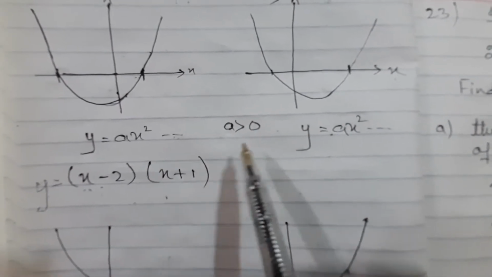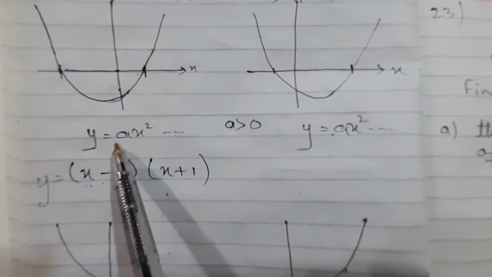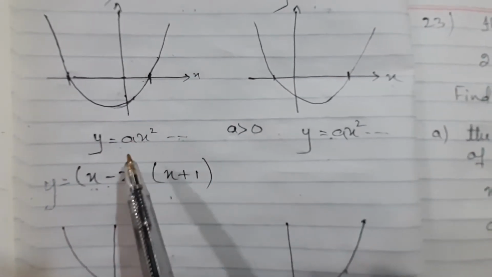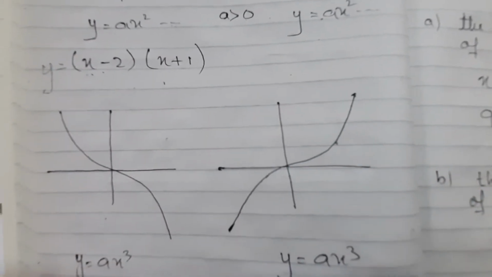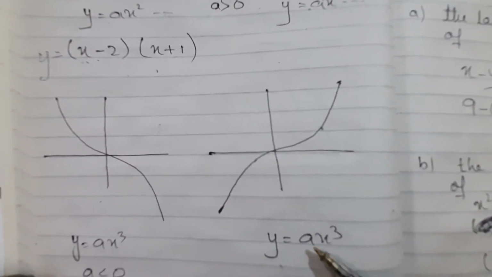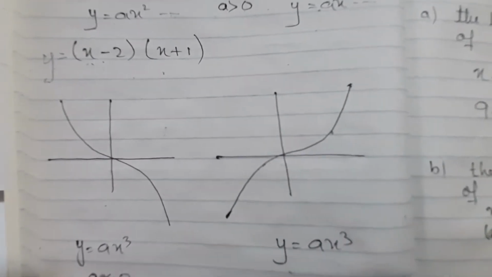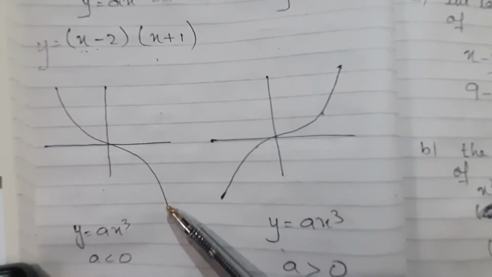I'm repeating. If your value of a is positive, and what is a? The coefficient of x square, then the shape of the graph will be like this. If this is negative, the shape of the graph will be like this. Now this is a cubic curve. Again, if your value of a is positive, the graph will be like this. If the value of a is negative, the graph will have this shape, right?